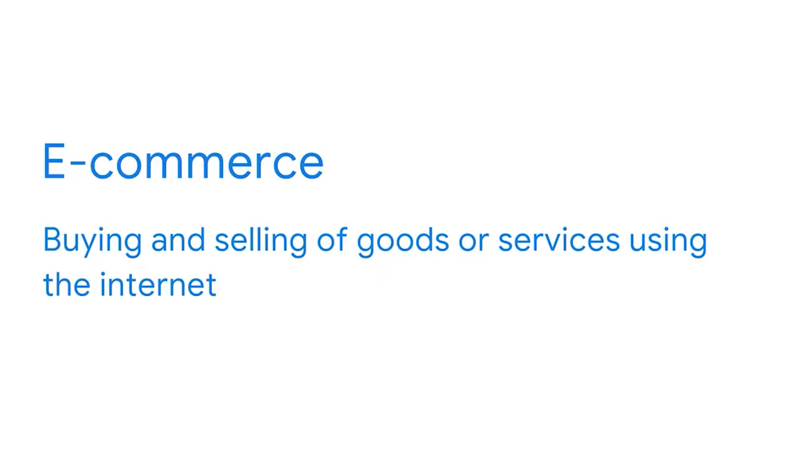Are you excited to start learning about e-commerce? In this video, we're going to learn what e-commerce means and what it allows you to do. Then we'll go over a few examples of the types of products you can buy or sell with e-commerce. First, let's talk about what e-commerce means. The definition of e-commerce is the buying and selling of goods or services using the internet. It's also commonly called e-com.